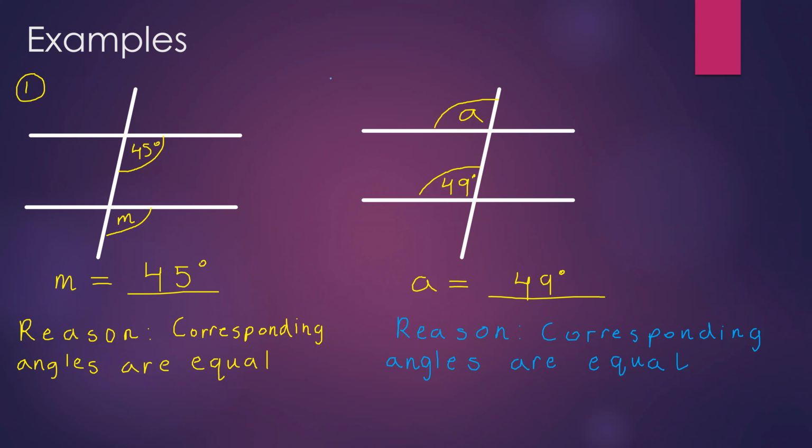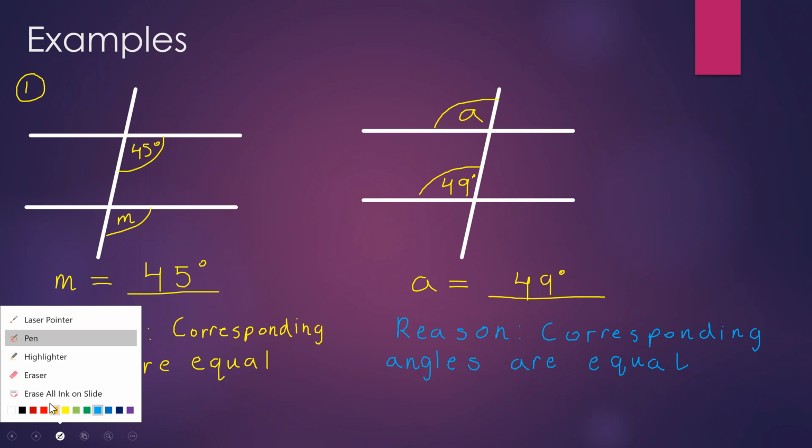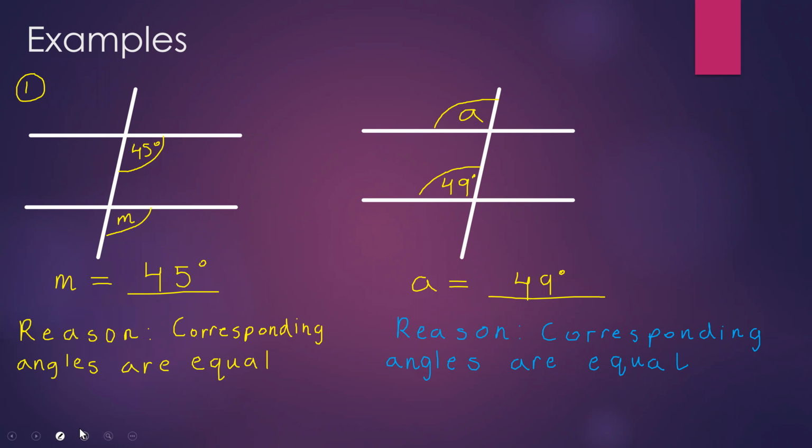Lavea Brown, are you there? Yes, sir. What do we know about corresponding angles? They are equal. What shape do they form? In particular, let's highlight it. What letter shape do they form? An F. An F, very good.